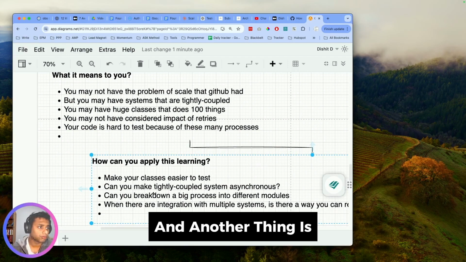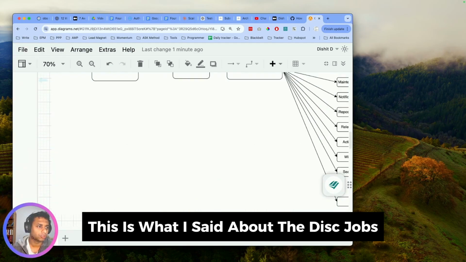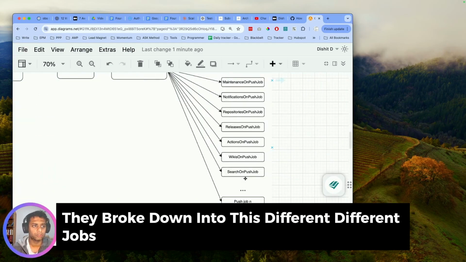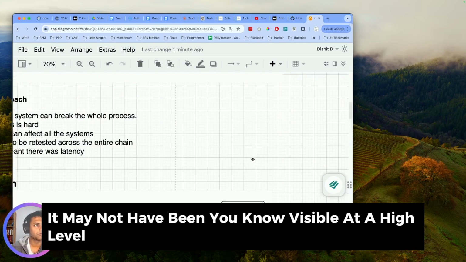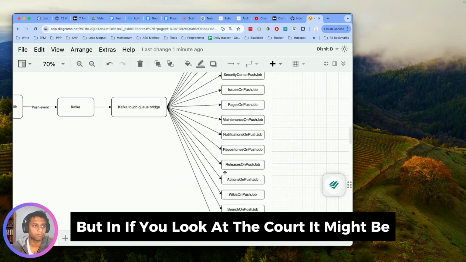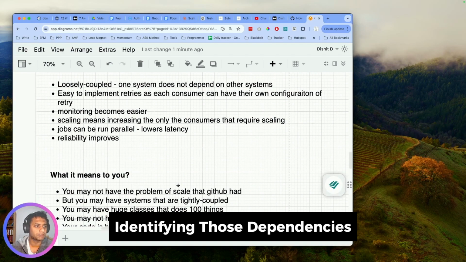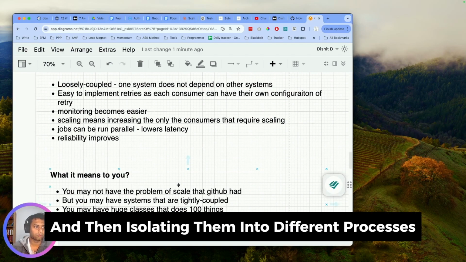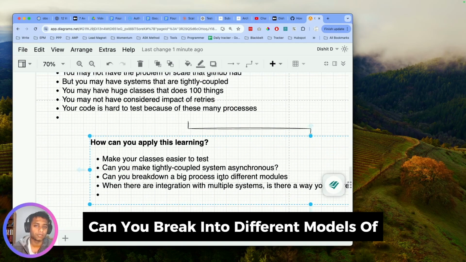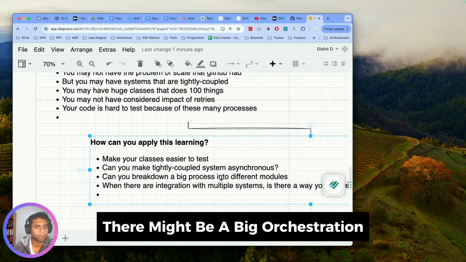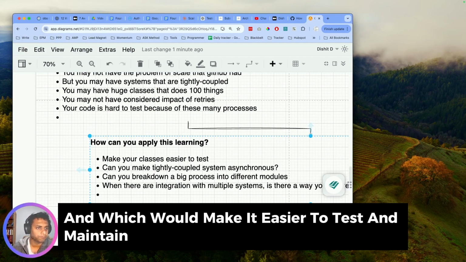Then the other thing is, can you break down a big process into different modules? This is what I said about these jobs. They broke down into different jobs. Now there were obviously dependencies between these jobs. It may not have been visible at a high level, but if you look at the code, it might be. So they have done the hard work of identifying those dependencies and then isolating them into different processes, and that's how they broke that. So you can also think along that line, can you break into different modules? There might be a big orchestration, you might want to break it into different modules, which would make it easier to test and maintain.